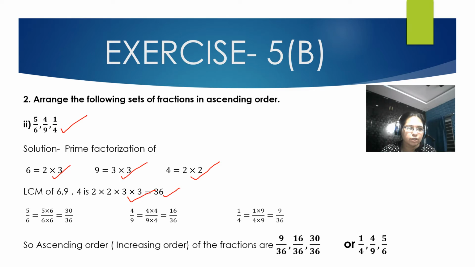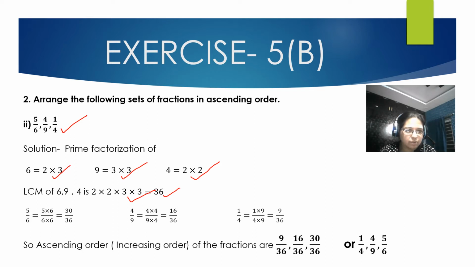Now we have to equate the denominators of these unlike fractions by multiplying the same number in both numerator and denominator. So first 5 divided by 6. Converting this 5 divided by 6 into equivalent fraction, that is equating to the LCM, that is 36. We have to multiply the denominator 6 with 6. We know 6 multiplied with 6 is 36, that is equal to the LCM of the denominators. So multiplying 6 with 6 we get 36.